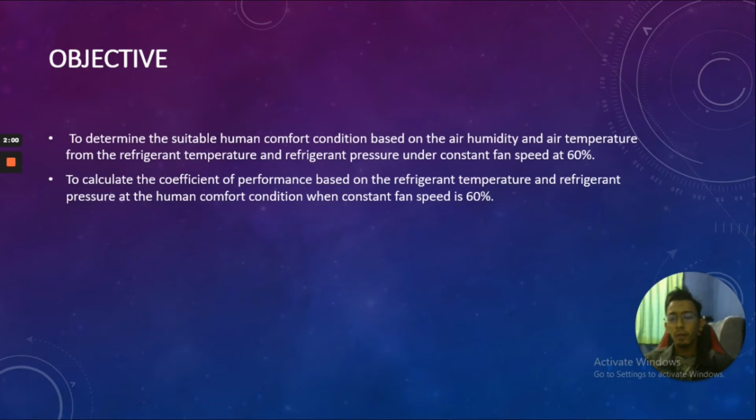So the objective for this experiment is to determine the suitable human comfort condition based on the air humidity and air temperature from the refrigerant temperature and refrigerant pressure under constant fan speed at 60%. And next, to calculate the coefficient of performance based on the refrigerant temperature and refrigerant pressure at the human comfort condition when the constant fan speed is 60%.